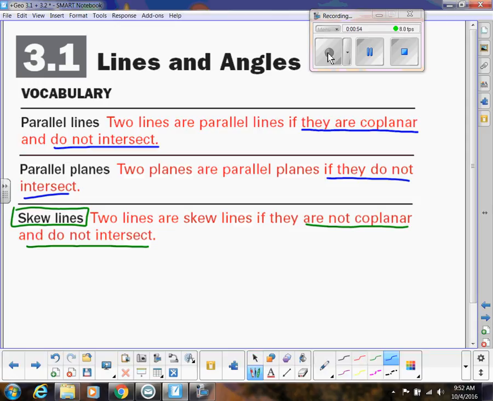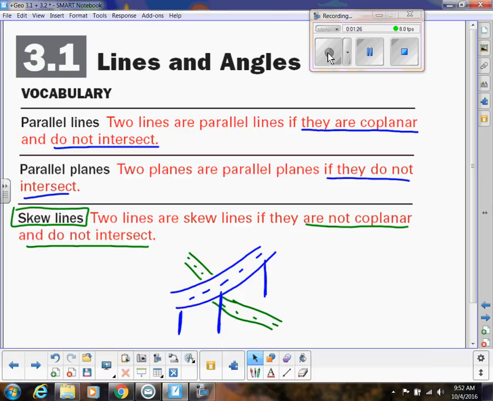I want you to imagine highways and overpasses. Let's say you have a highway going this way, and then underneath it there is a road going underneath, and that blue one is going over the top of it. Even though when I'm drawing it, it looks like those roads intersect, one is really on top of the other, like a bridge. These roads will never intersect, but they are also not coplanar. I could not draw one single plane that contains those two lines.